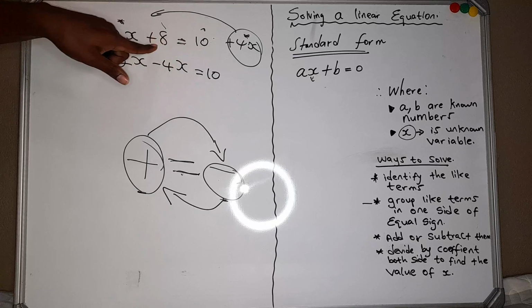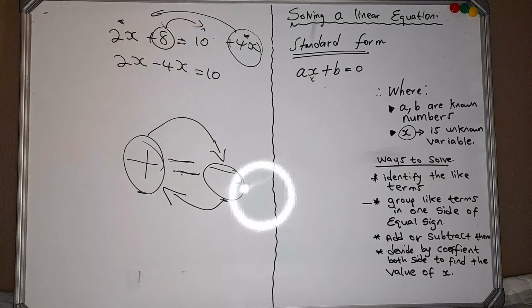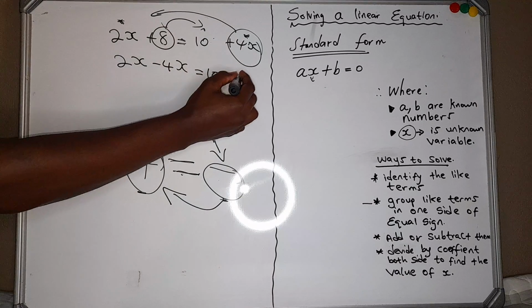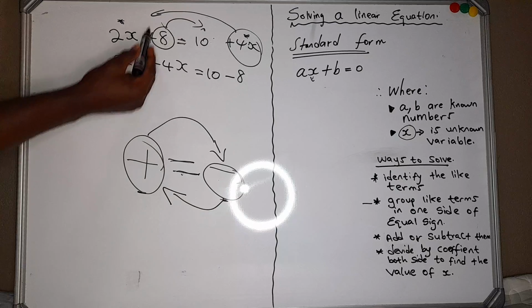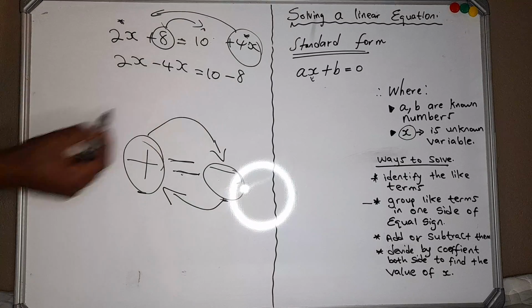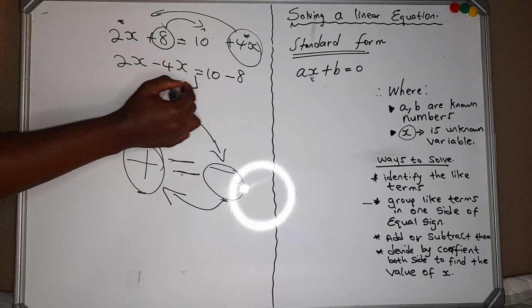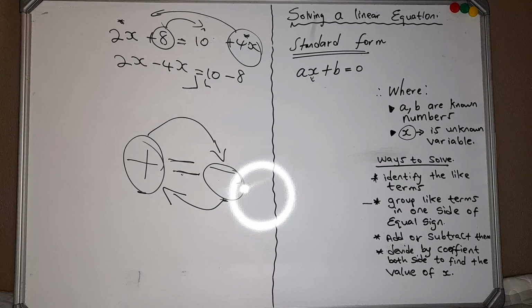These are like terms, which means this 8 must go to that side to join this 10, because these two are like terms. It becomes negative 8. Why? Because here it is positive. Positive jumps the side and becomes negative. So this is how you group the like terms. You group this one on this side, and you group this one on this side.